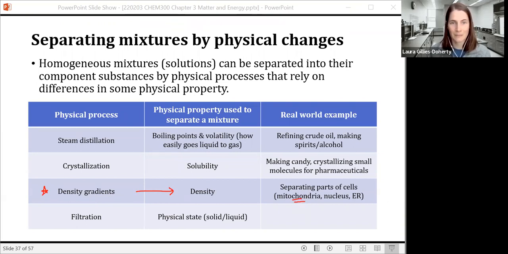And the last one is filtration. This is filtering substances. If you make coffee the old-fashioned way by brewing it, you filter: you put the coffee grounds on top of the filter paper, you run water through it, and then you retain the coffee grounds on top of the paper and the water goes through with the coffee flavors in it. That's a physical separation, separating based on phase. The solid phase stays on top of the paper, the liquid phase goes through. Coffee.